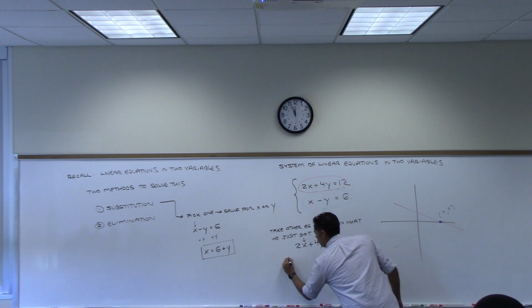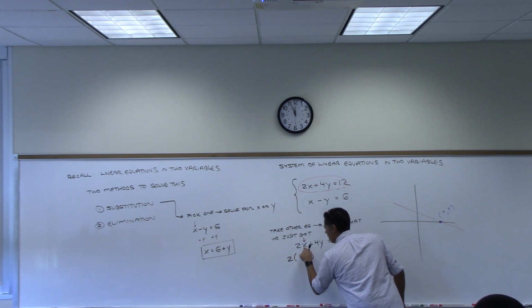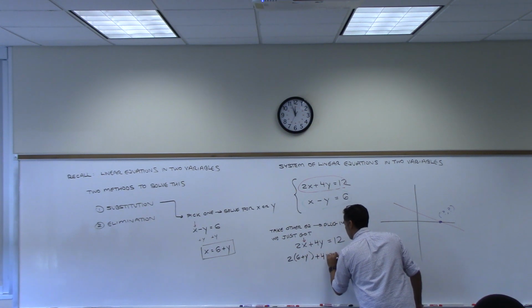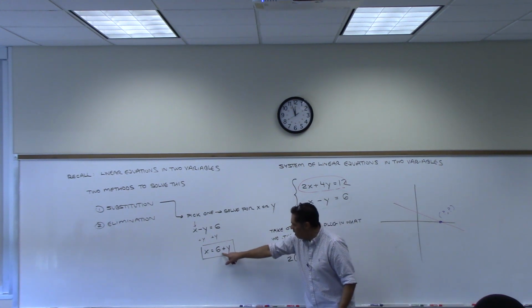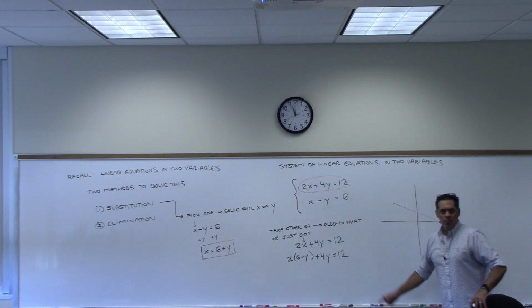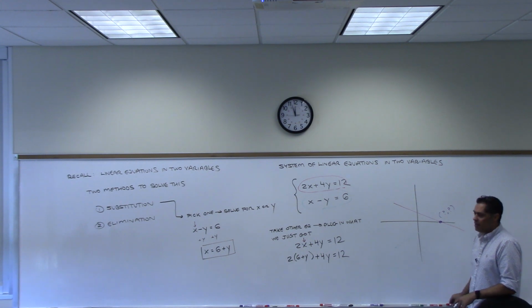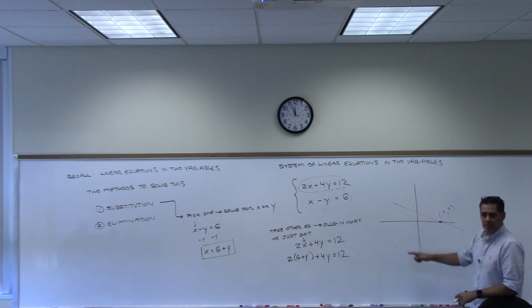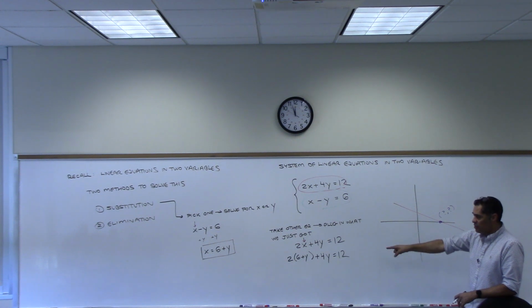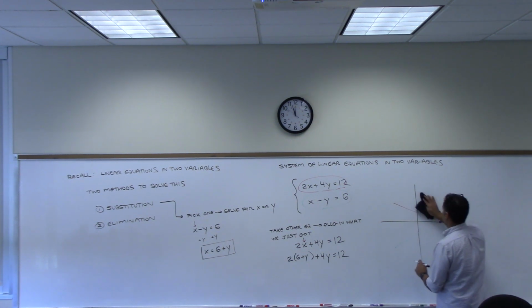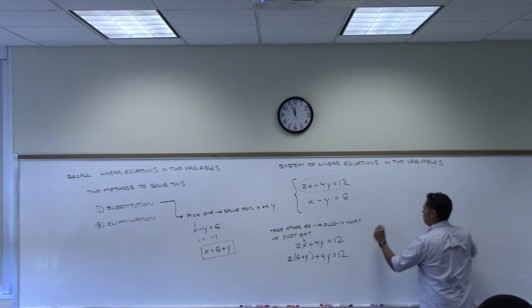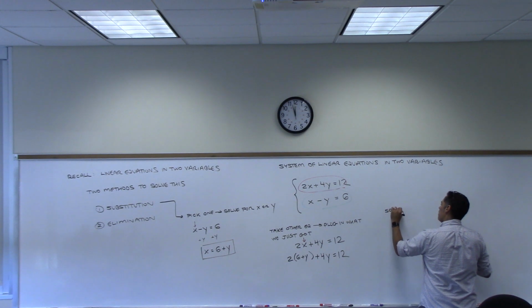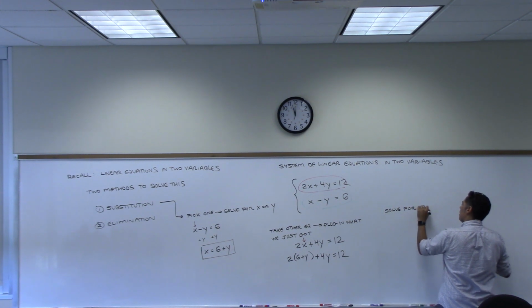So be careful here. You've got to do 2 in parentheses. That x is 6 plus y, then plus 4y equals 12. So I've replaced this x with 6 plus y. Now when you look at this equation, notice that we only have one variable left. You all see that? There's only one variable in there, y, and we're going to solve for it. So now, not the last step, almost last step. In this equation, we want to solve for the variable.